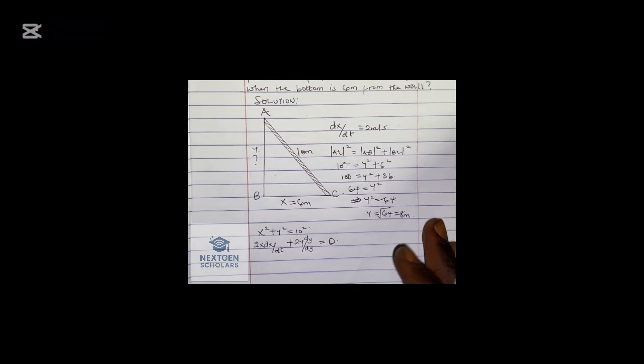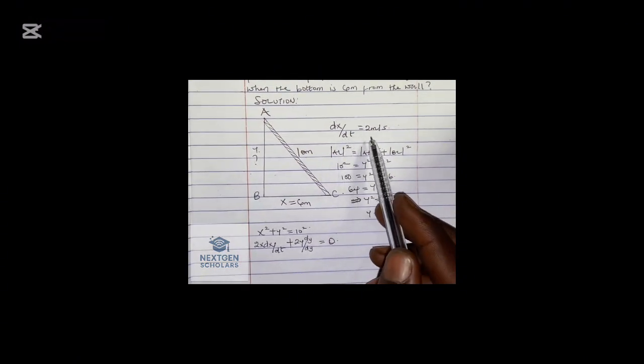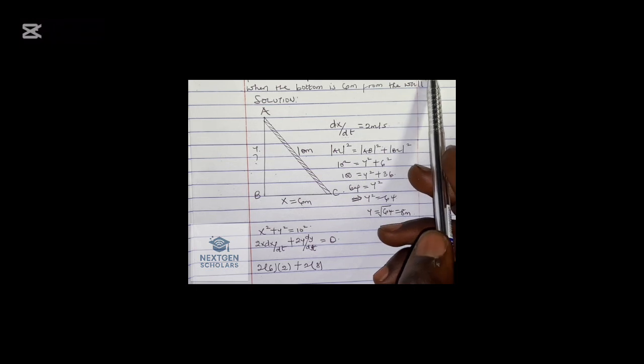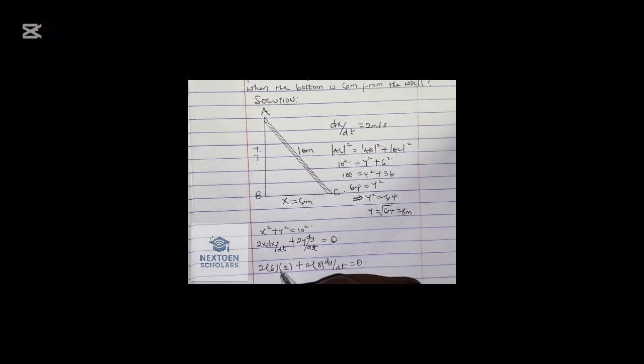So what do we have again? We have dx/dt, which is 2, and we have x, which is 6. So we have 2 into 6 into 2 plus 2 into 8 times dy/dt equals 0. We have been asked to find dy/dt because the question says we should find how fast the top is sliding down. 2 times 6 is 12, 12 times 2 is 24. When we move that across, it becomes negative 24.